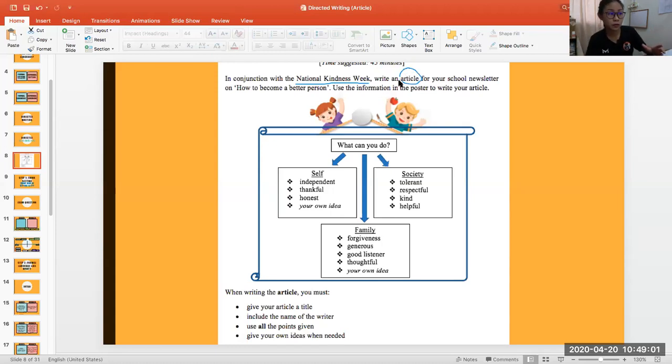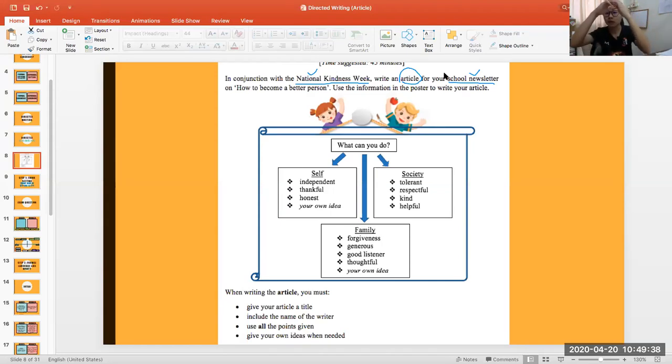This one, you have to write an article. The setting is this program, where the place is the school newsletter. A school newsletter is something for the school to give to everyone, to all the students, okay? So your place is in the school, the setting, and the program is National Kindness Week.